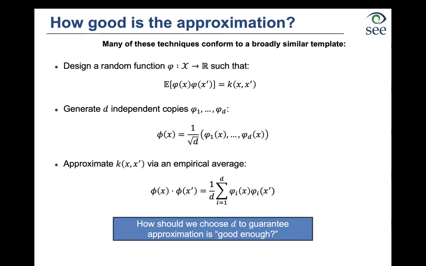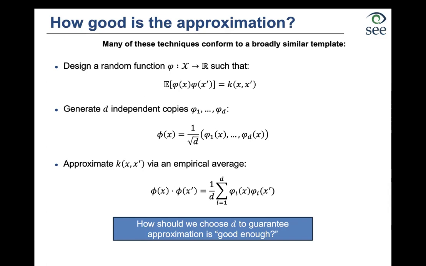To look at that, we can observe that many of these techniques conform to a broadly similar template. The idea is that we design some sort of random function, with just a scalar output. The random function has the property that if we look at the expected value of the product between applying that random function to two inputs, it recovers the kernel. So, if you want, you can just think of this as looking at v of x subscript i. And then the way we build the encoding is just by generating d independent copies of these functions, and then we estimate the underlying similarity function by an empirical average.